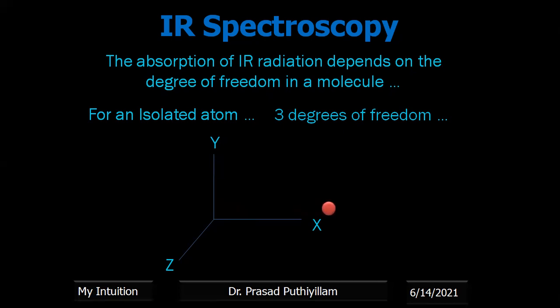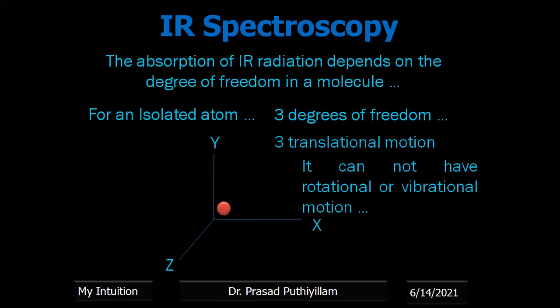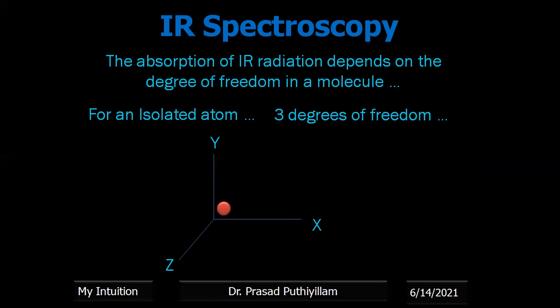We discuss only the translational movement in X direction, Y direction, as well as Z direction. In all 3 directions it can move. We can say that it has 3 translational motions. That means the molecule as such moves in 3 different directions; we call it 3 translational motions. It cannot have rotational or vibrational motion, or if it is there at all, it will not affect our IR radiation absorption as such.